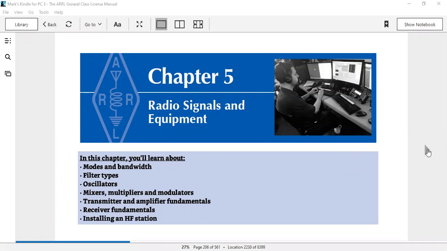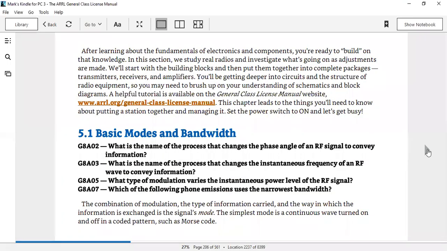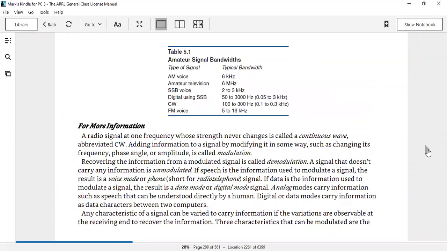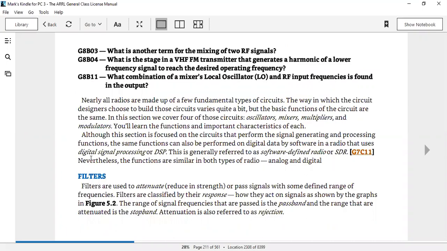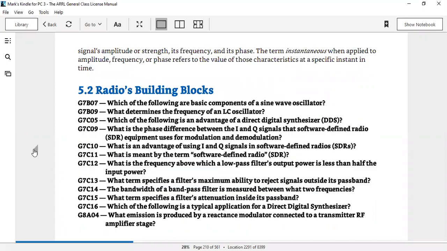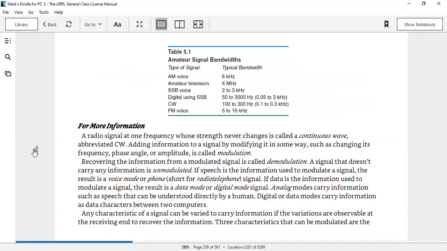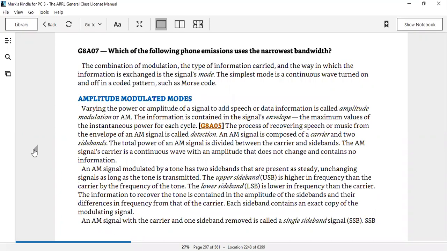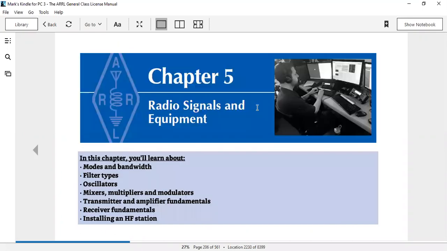And 5.1 is going to be on basic modes and bandwidth. And here I'm just going to jump to 5.2 real fast on the screen: radio's building blocks. So this is really going to be fun tonight. We're going to go through this page by page on the screen and talk about it. Okay, so we're starting with the basic modes and bandwidth.